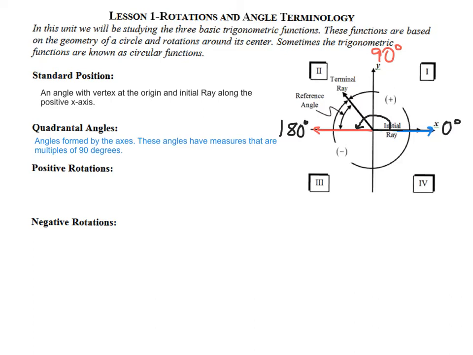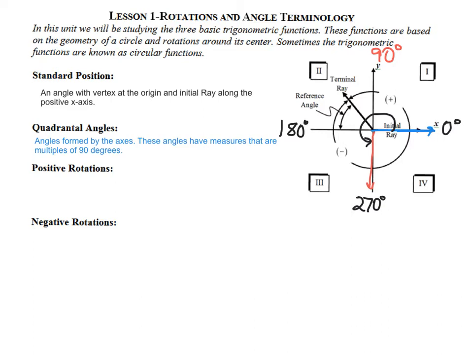If I continue around the circle, and instead of stopping at that negative x-axis side, I instead come all the way here from this initial ray, then I'm measuring my angle this way, and I've gone 270 degrees.